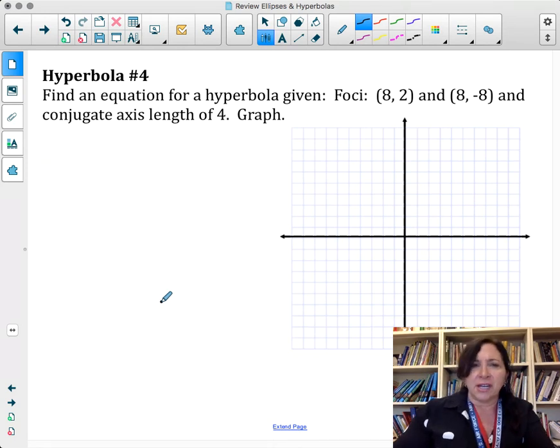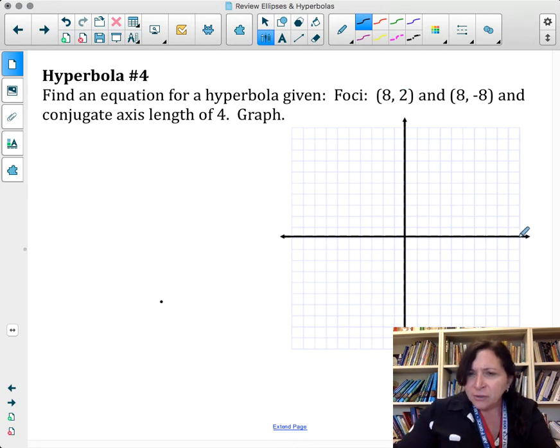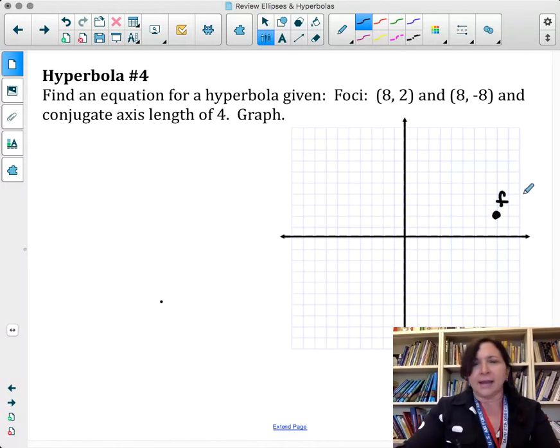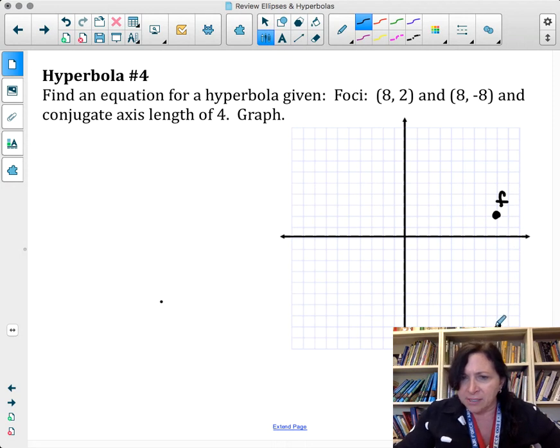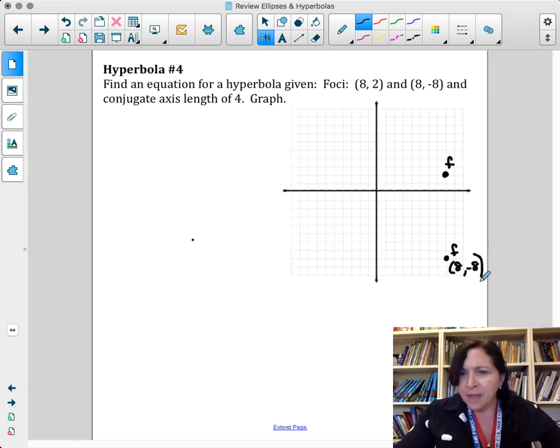So the last question, hyperbola number 4, is find the equation of the hyperbola given the focal points, which are 8, 2. So 8, 2, up 2, there's 1 focal point. I like to put an F for foci, or a V for vertices, and then 8, negative 8. So here's 8, negative 8, which is down here. So this is another foci, at 8, comma, negative 8. Let me move this up. And this value is 8, comma, 2.